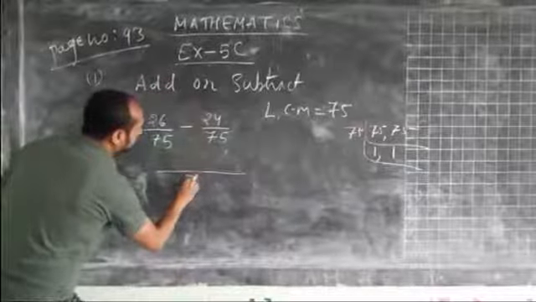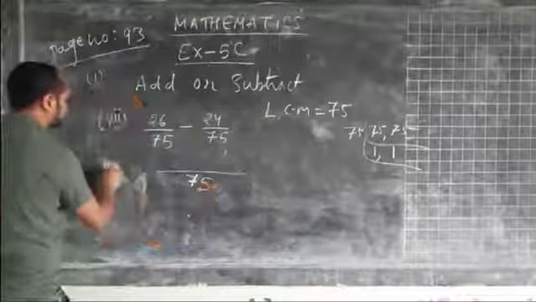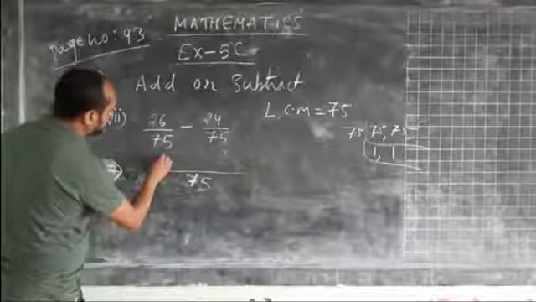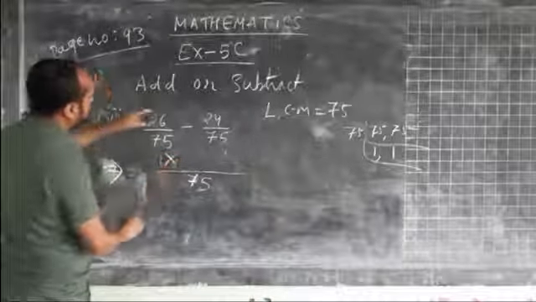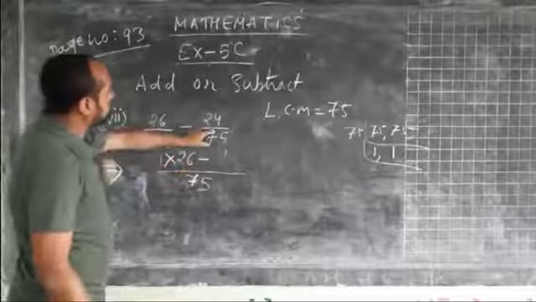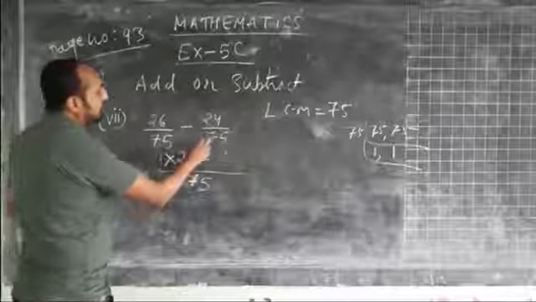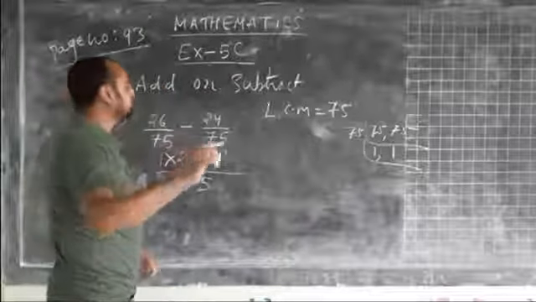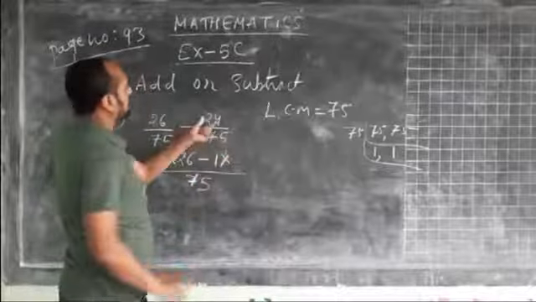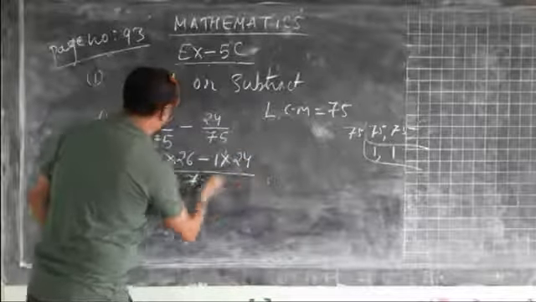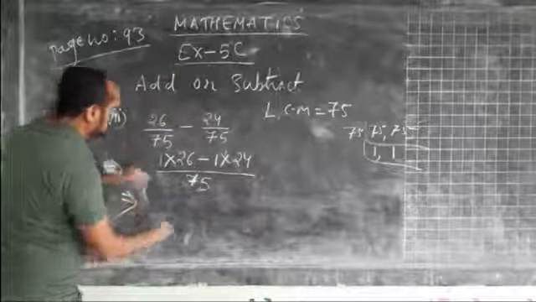So here we have to write 75. Now, when we divide 75 by 75, it will go 1 time, 1 into whatever we have here, 26 minus. Again, if you divide 75 by 75, it will go 75 ones are 75 into whatever we have in the numerator, that is 24. We have to write that. Now, next step, what will we do?